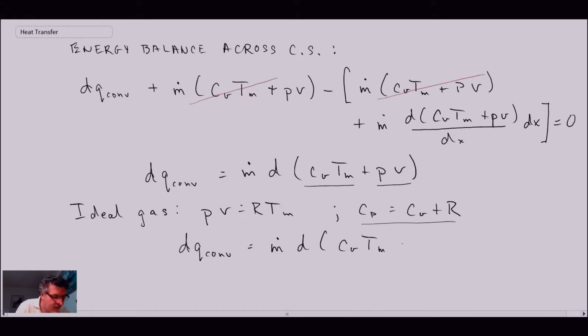First of all, for the PV term, and then noting this, the CV plus R, that is just CP TM, and consequently we can rewrite Q convection as being the following. So that becomes one expression that we can work with, and we will be working with that as we go through.